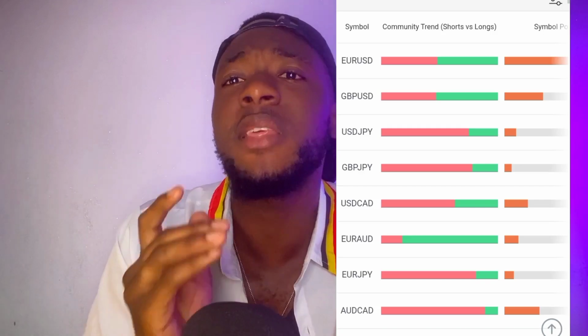Seeing that report is going to give you a clearer view of where people are looking to put their money. Also, looking at the sentiment of other traders, whether this market is bullish or bearish in the general sense, is going to give you a clearer view of what might happen in that currency. So that's what sentimental analysis is all about.